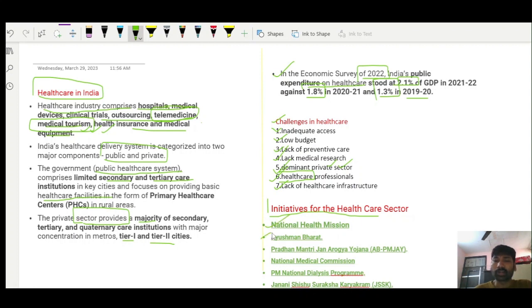And some of the initiatives undertaken by the government in the healthcare sector include the National Health Mission, Ayushman Bharat, which provides insurance coverage to 10 crore poor people, Pradhan Mantri Jan Arogya Yojana, and the National Medical Commission, which is established to regulate medical education. The PM National Dialysis Program looks after the dialysis needs of patients, and Janani Shishu Suraksha Karyakram is regarding pregnant and lactating mothers.